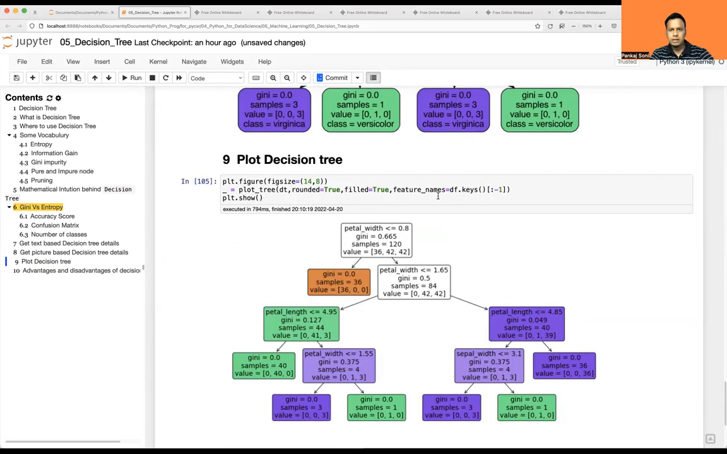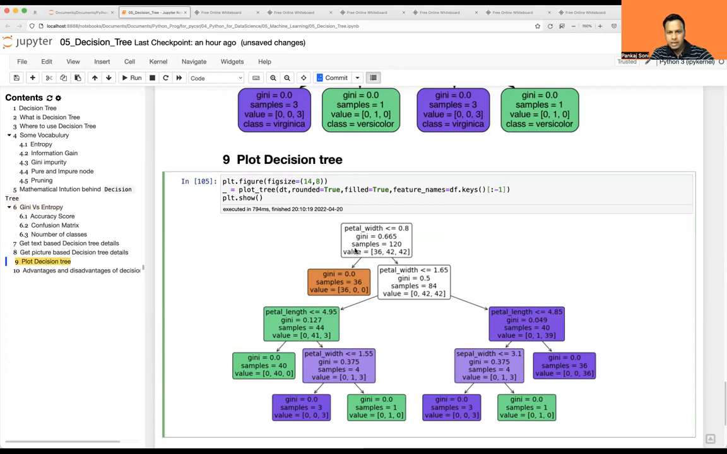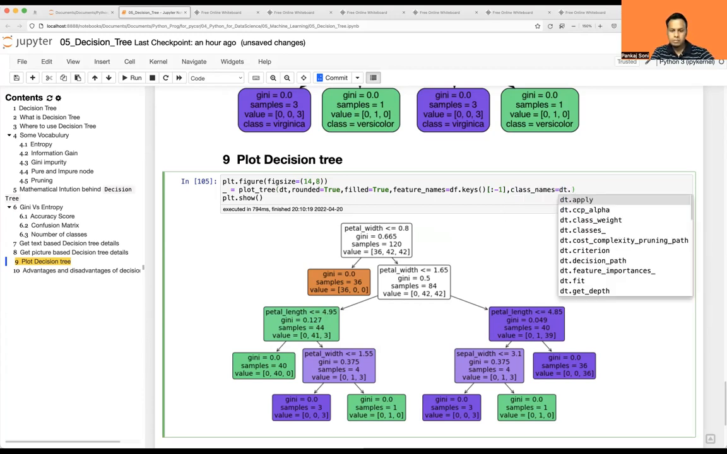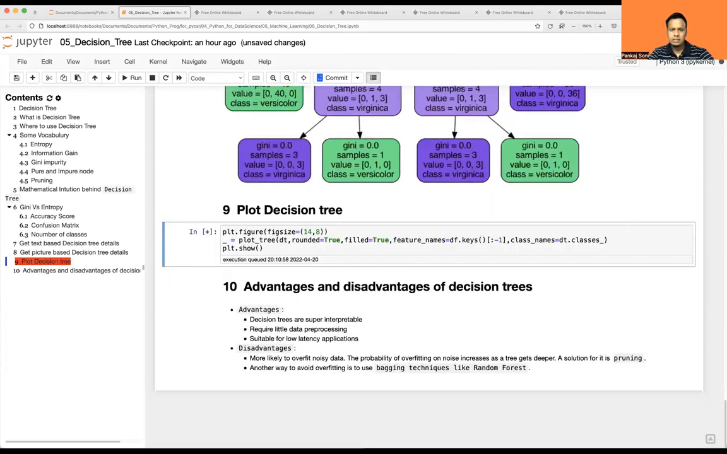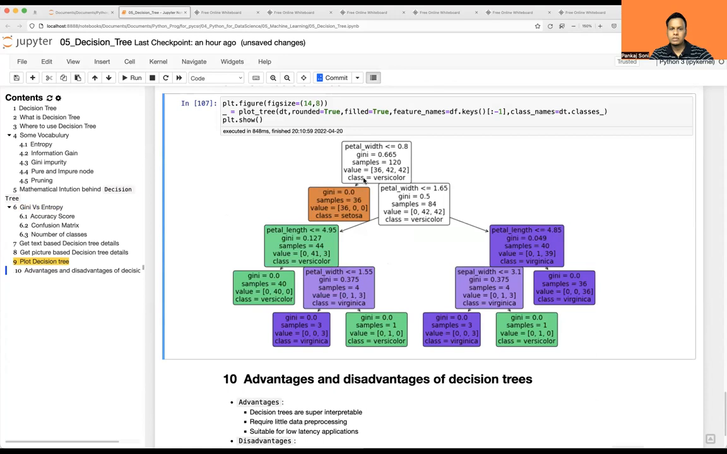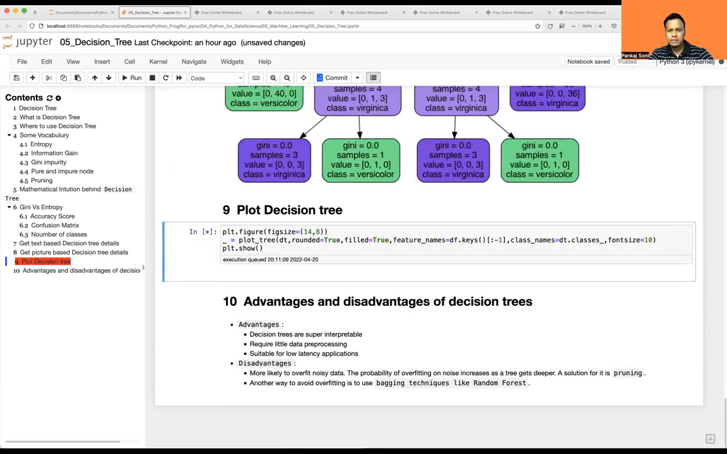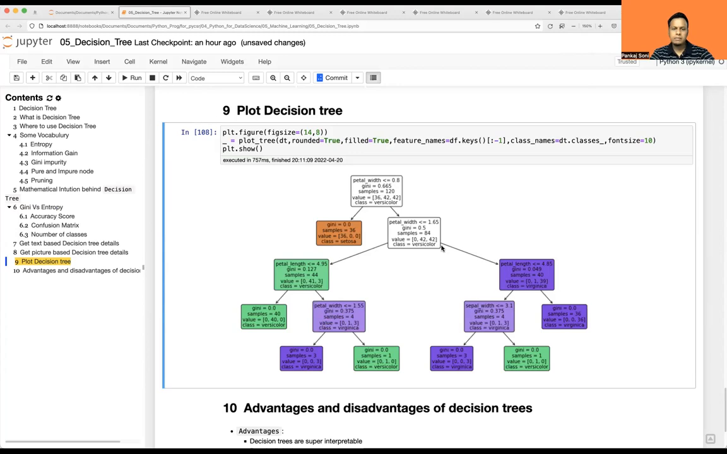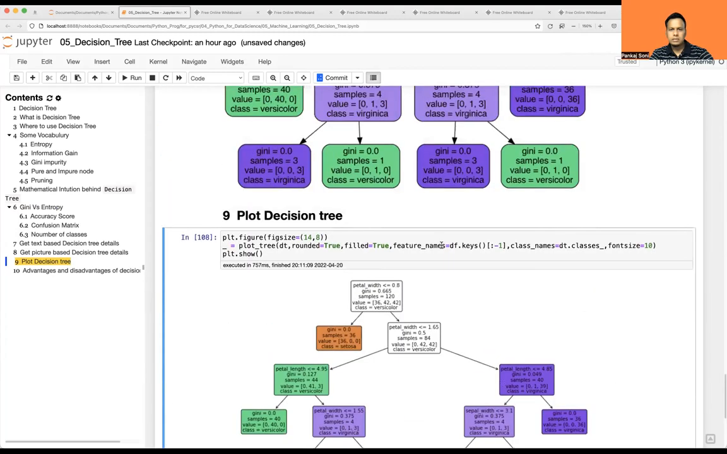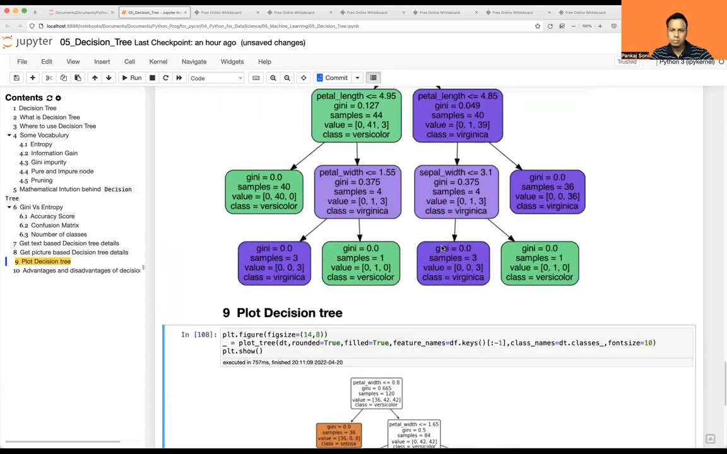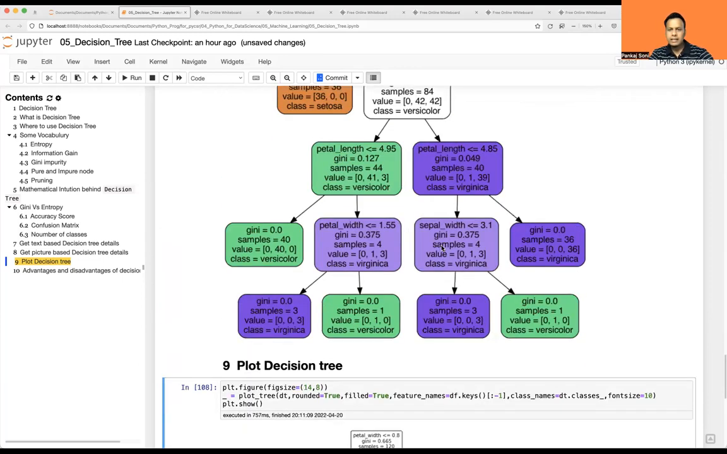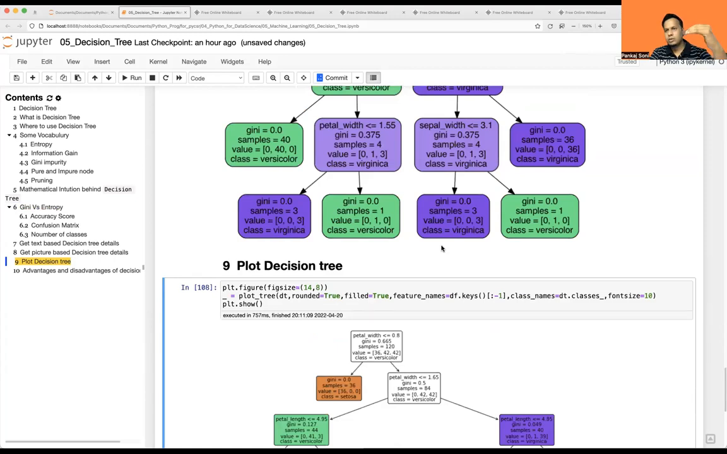And what else? We have feature names and the number of classes. If you see here, it is not giving the classes, it is not mentioned. So what we can do, we have something called class names, that is nothing but dt, and from dt we can take the classes. Now it is going to put the classes, also class belongs to versicolor and so on. And here we have font size, let's make it 10, to organize it better. Okay, so that's how you generate a decision tree. You do the plotting, and plotting gives more clarity on how the decision is being made and which particular data belongs to which class.